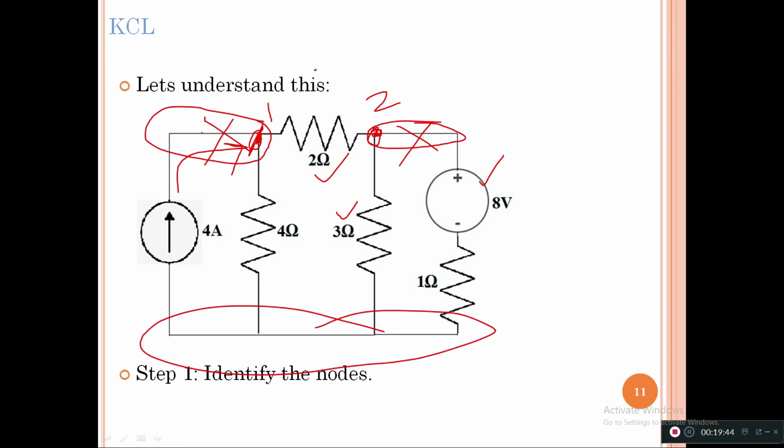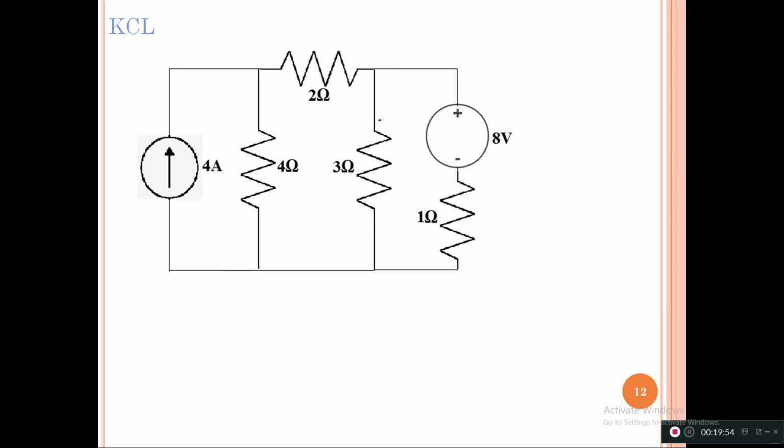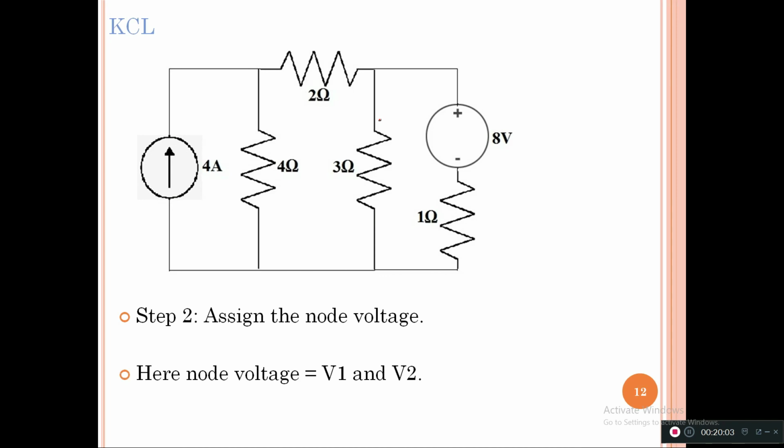So how many nodes are actually present? It is 1 and this is 2. So the number of nodes in this particular electrical network is 2. Now after identifying the node, I have to name it. So the first step is to identify how many nodes, and second step is to assign the node voltage. So I am assigning node voltage V1 and V2 here.